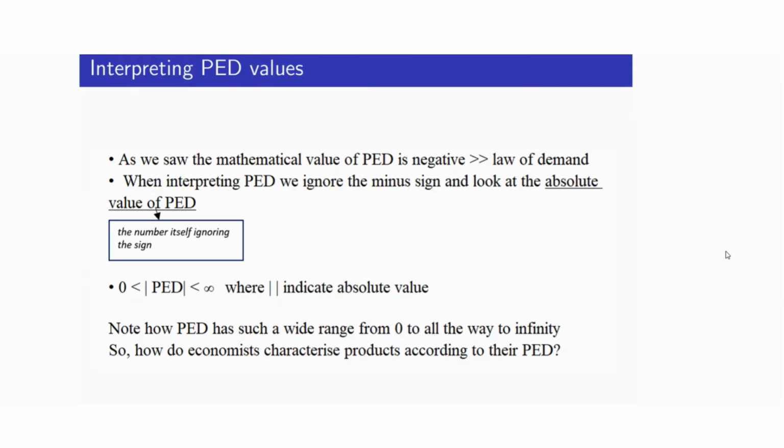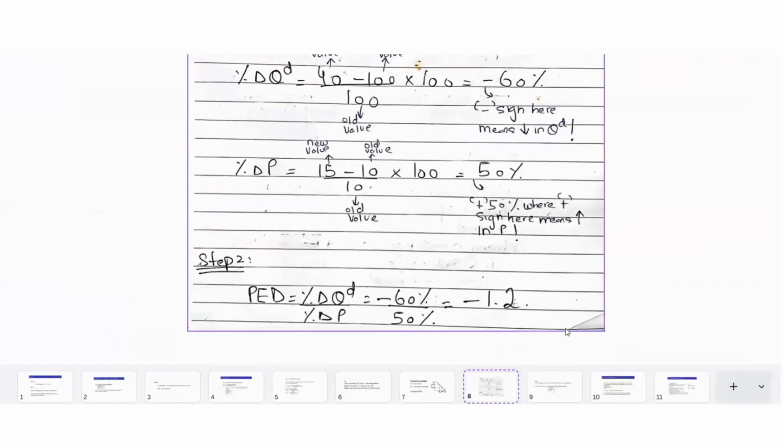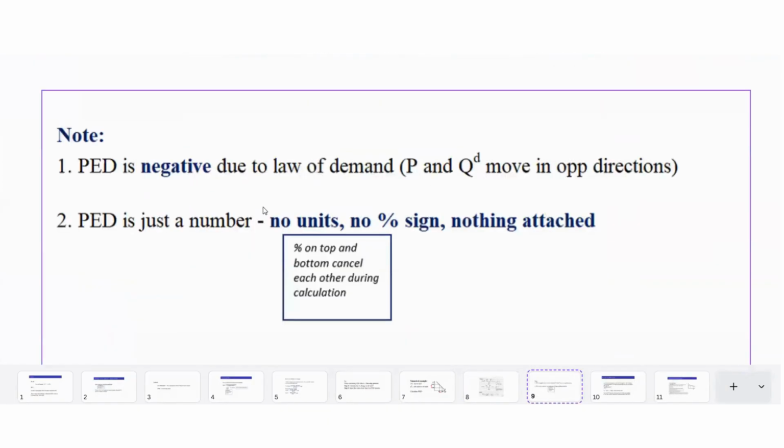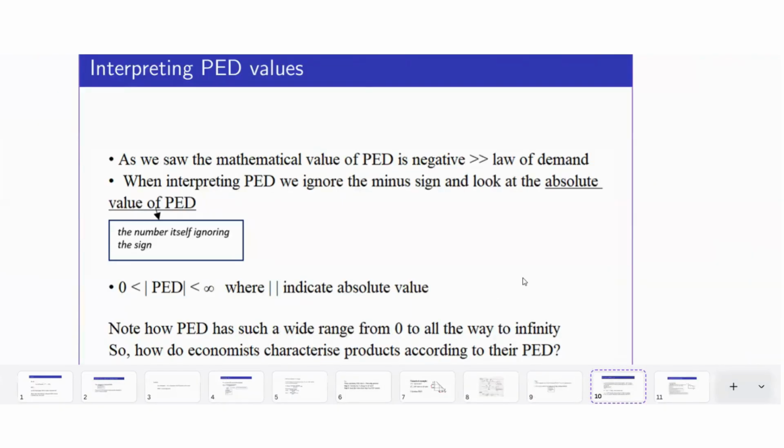Like we saw, the mathematical value of price elasticity of demand is negative because of the law of demand. We already discussed that the value turns out to be negative because of the negative relationship between quantity demanded and price. We go back. In the numerical example, price elasticity of demand was minus 1.2, and we said it's negative due to the law of demand. Now, when interpreting price elasticity of demand, we ignore the minus sign and only look at the absolute value, by which we mean the number itself, ignoring the sign, right?